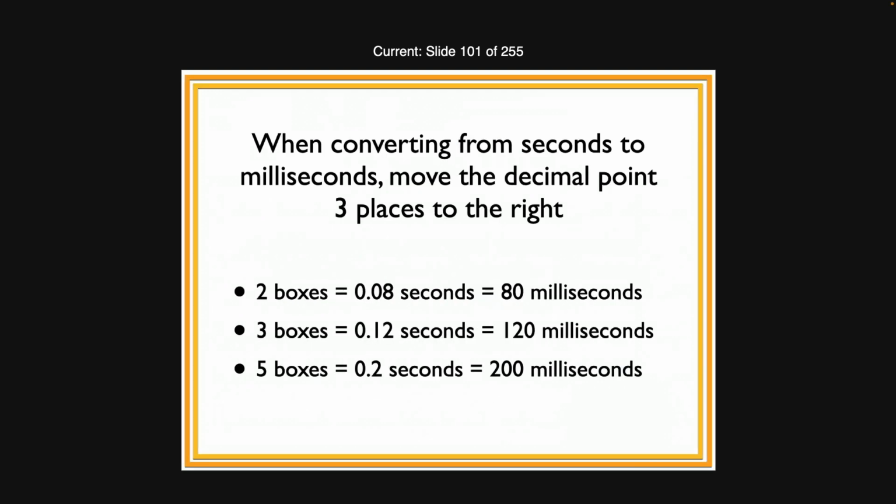I don't know why that is. It's stupid. So 2 boxes, as we know, is 0.08 seconds. That's 80 milliseconds. 3 boxes, 0.12 seconds, 120 milliseconds, et cetera, et cetera. So one way or another, you have to be comfortable moving back and forth. Okay?